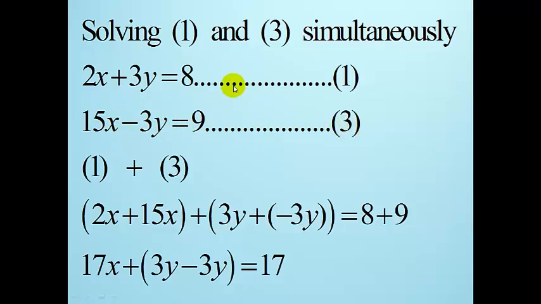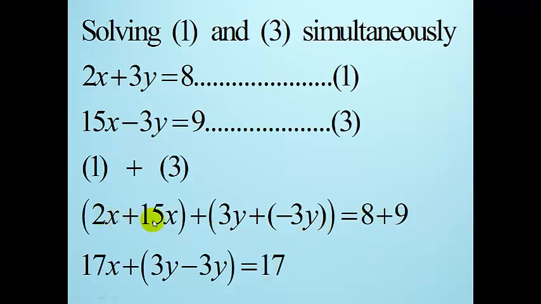Now we are going to add equation 1 and equation 3 because the signs are opposite. So we add the like terms. 2x plus 15x, plus 3y plus minus 3y. Whatever we do on the left hand side, we do the same thing on the right hand side. That means on the right hand side, we have to add the constants 8 and 9. So 8 plus 9 is equal to 17.